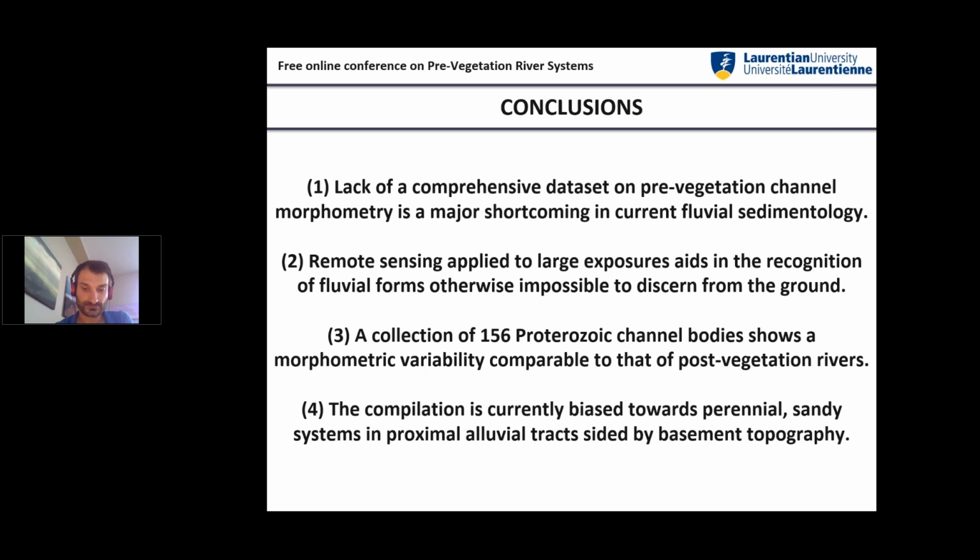And this is a conclusion that we reach thanks to extensive remote sensing on large exposures. So, of course, there will be a bias heavily dependent on where these exposures are available, but nonetheless, the morphometry seems, at least for large perennial fluvial systems, to have been fairly stable in the analyzed time span.